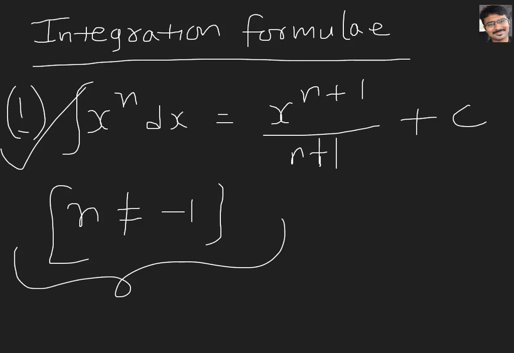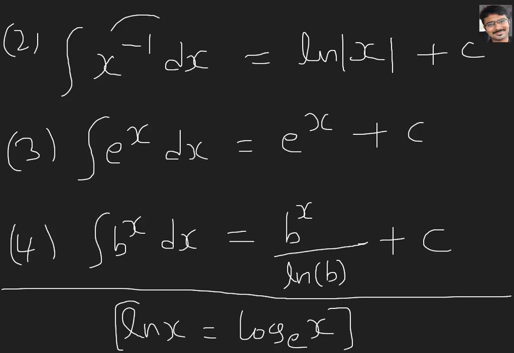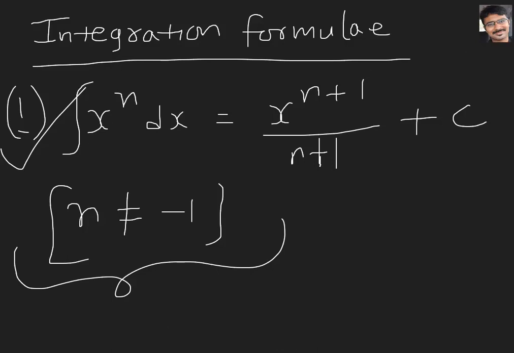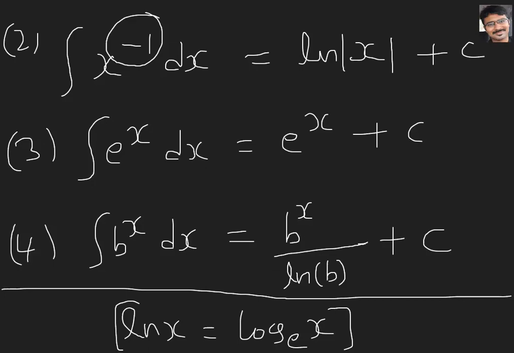Okay then, if at all n is equal to minus 1, how do we apply this? Here, integral x^n dx equals x^(n+1)/(n+1). Now with x^(-1), when I take minus 1, we have to write it as ln x. Remember, ln x is nothing but log x base e. We can write either ln x or log x base e, anything is good.